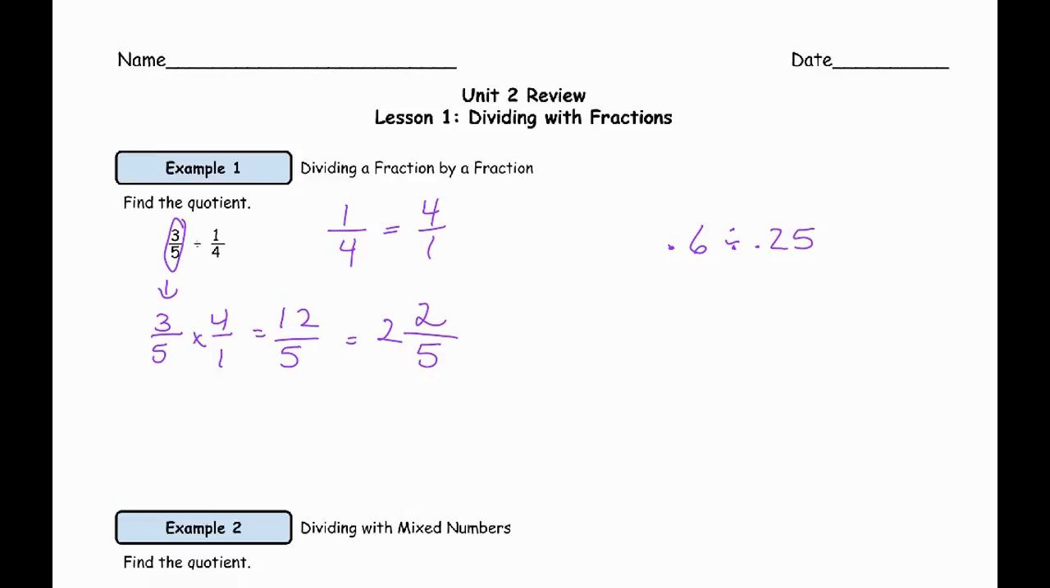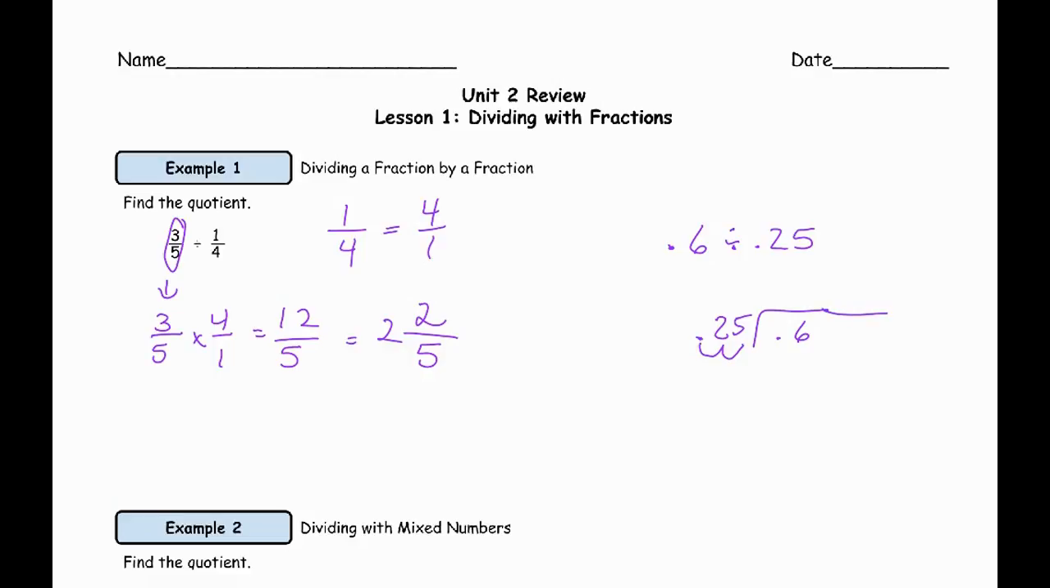And let's go ahead and set that up using a bracket. And we see 6/10 divided by 25 hundredths. And we know that when we divide decimals, we need to change our divisor to a whole number. And so, basically, if we move our decimal 2 times to the right in our divisor, we have 25, and what we do to the divisor, we must do to our dividend.